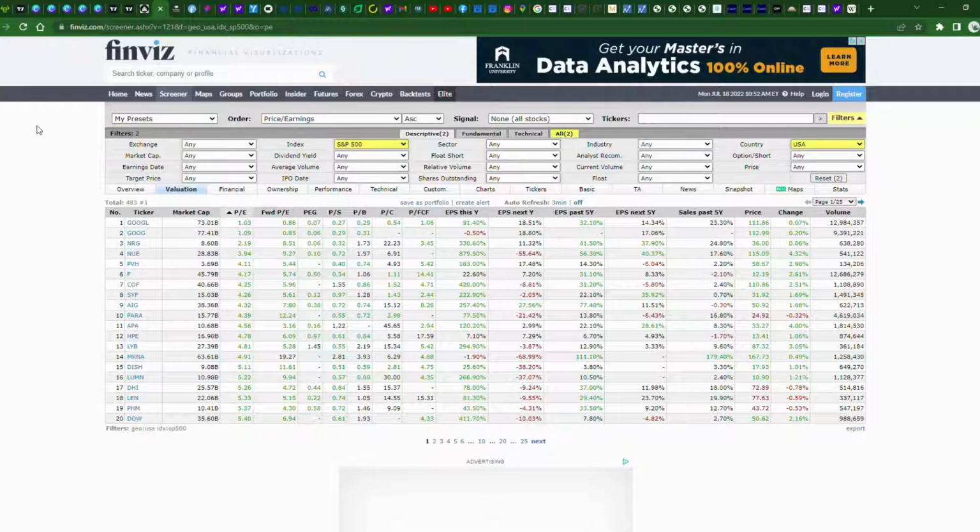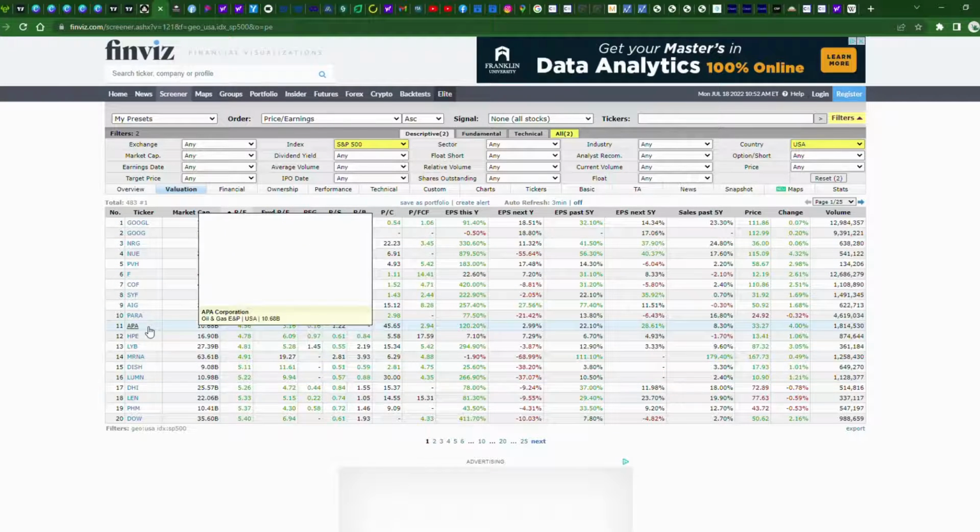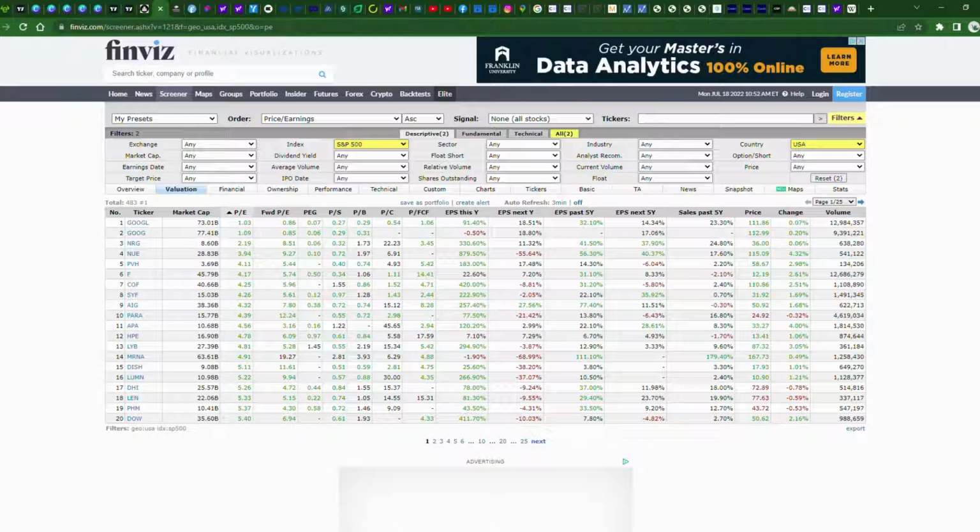So we are in Finviz, and we're going to show you how to screen using the S&P 500 index and using a low PE ratio. Using the low PE ratio means that you're getting companies that make profits, and basically they're selling at low multiples. This is important because it means that you're getting good companies that make earnings. However, they're not selling at very high multiples.